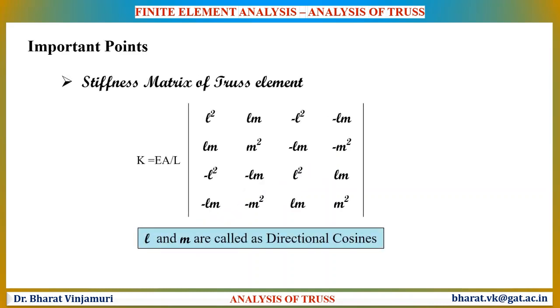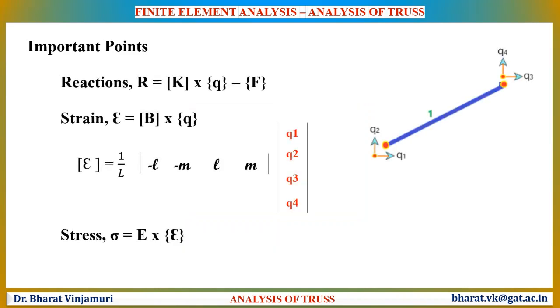The stiffness matrix is represented by the equation shown on the screen. In this equation, E is the Young's modulus, A is the cross-sectional area, L is the length of the truss element, and l and m are the directional cosines. The reactions of a truss element are determined by the equation R is equal to KQ minus F.